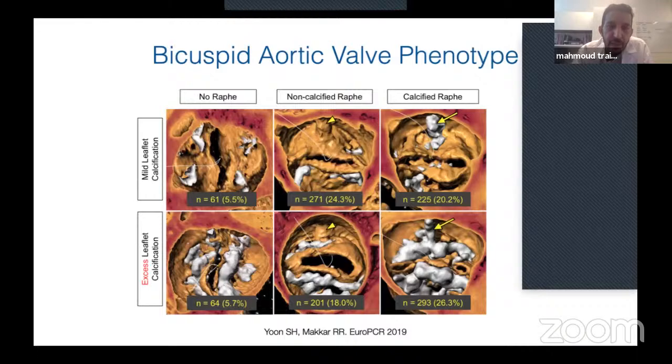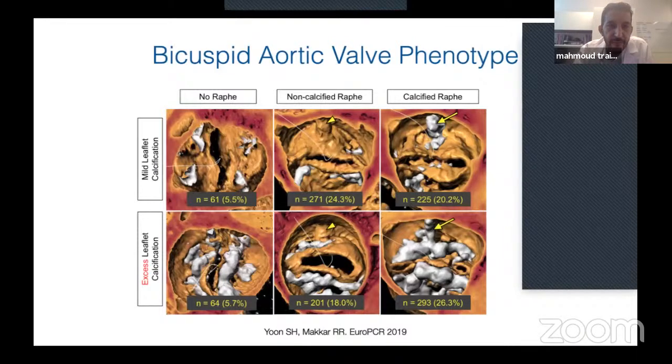So we look at first, do they have a raphe? And is the raphe calcified? And second, what's their degree of leaflet calcification? Is it mild or is it excessive? And this can group patients into key clinical factors, which I'll show you, makes a difference in terms of decision making.